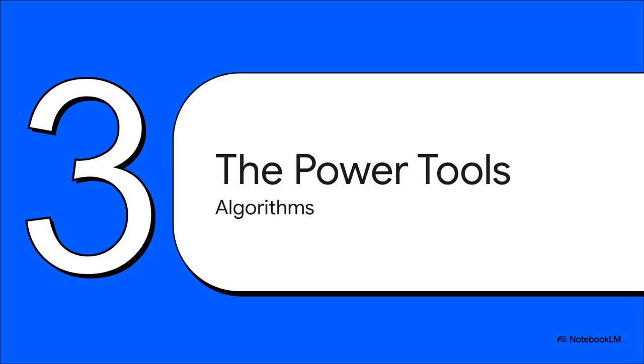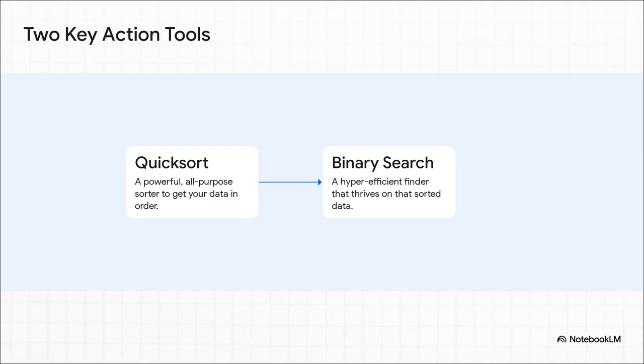So we've got our filing cabinets, our data structures, for keeping all our information nice and organized. But what about the tools that actually do the work? Well, for that, we need to grab our power tools, the algorithms. These are the step-by-step recipes that do the sorting, the searching, and the building with our organized data. So let's look at a classic power tool team-up.